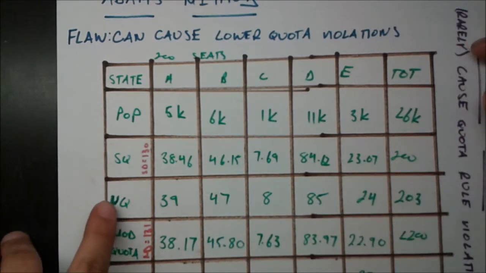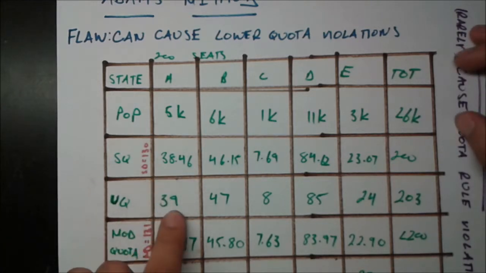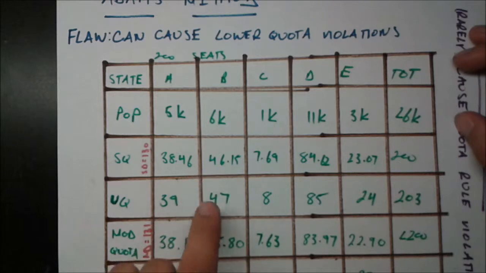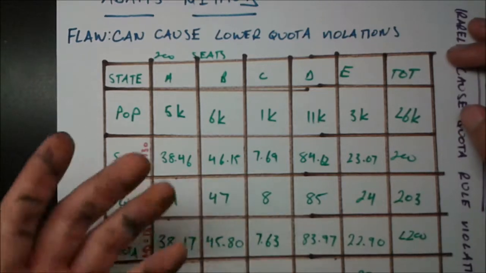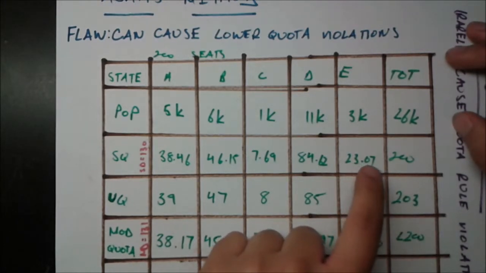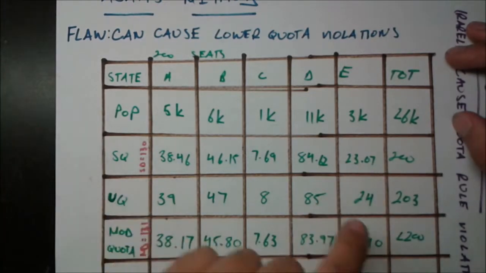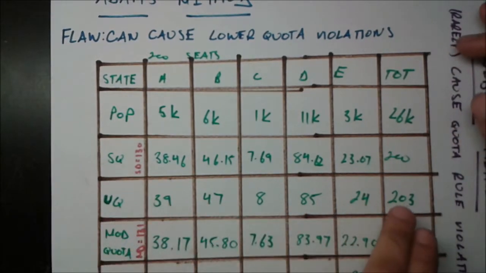Now, instead of lower quota, we're looking at upper quota for all of these. So upper quota of 38.46 is 39. Upper quota of 46.15 is 47. So basically, to find upper quota, what you would do is just take the next highest number, no matter what the number is. So even 23.07, even though this 0.07 is very small, the upper quota would be the next highest number, which is 24. And of course, when you add these up, they're going to be greater than 200.